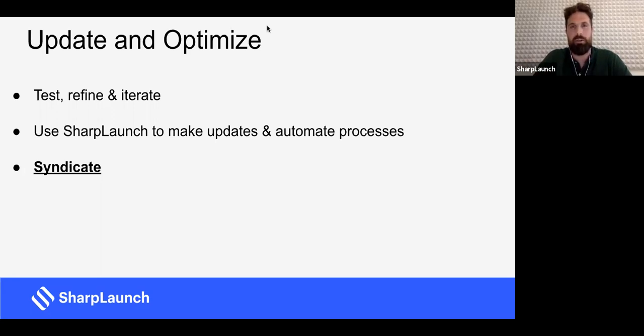And then, the final two pieces is really to use SharpLaunch to save time and make updates, but then automate some of these processes that may have been a little more laborious in the past. You may have seen just how easy it is to go ahead and make changes. You can send an email campaign. You can get the readout on how your social campaigns are working.